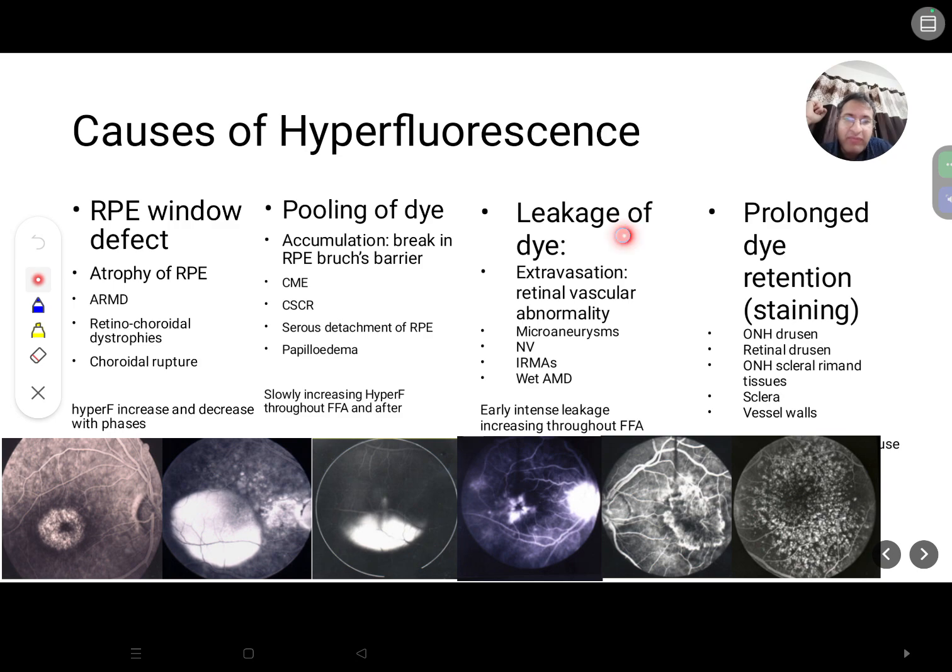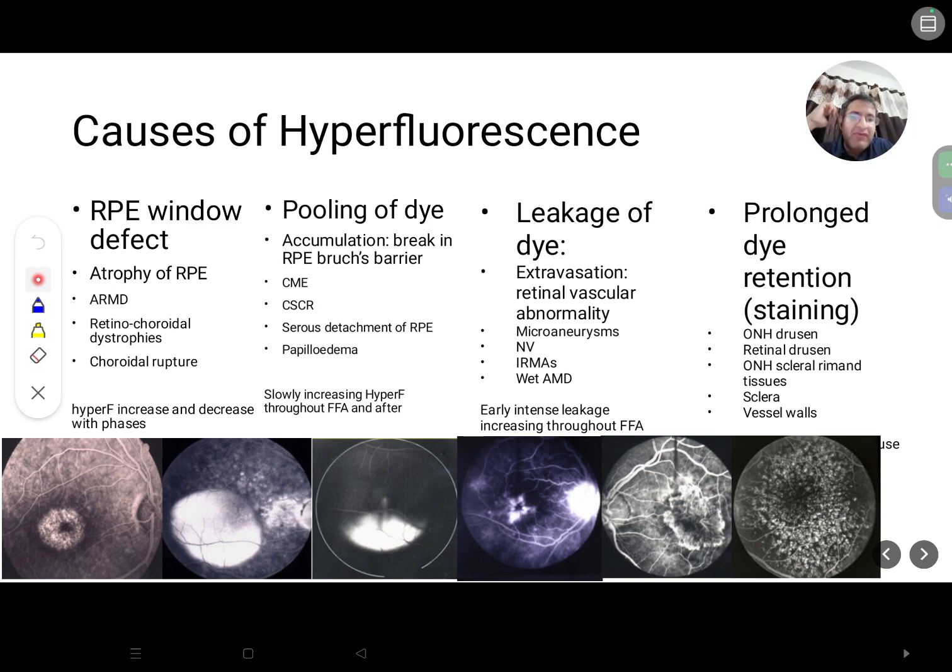The third cause of hyperfluorescence is leakage of the dye. How does leakage of the dye occur? Leakage of the dye means continuous leak of the fluid. Pooling means once the dye has come to the retina, it stays in that space for a long time. Leakage means continuity in the increase in size of the dye which is coming to the retina.